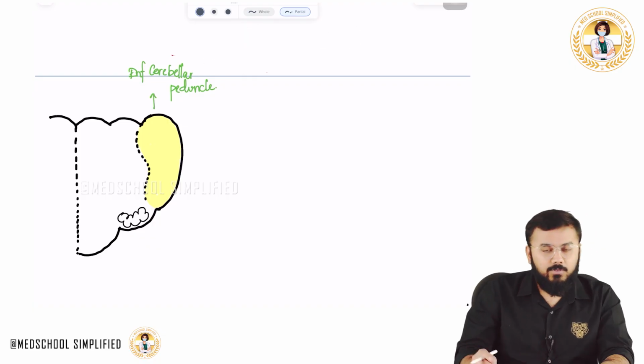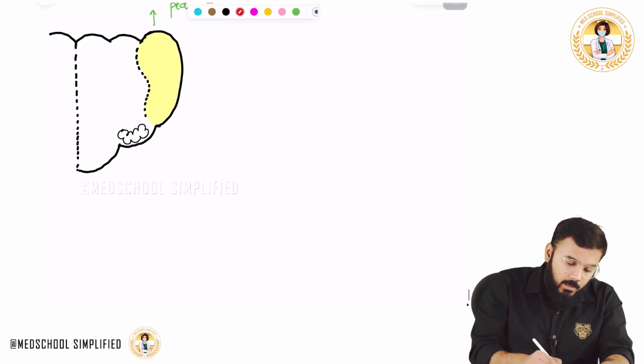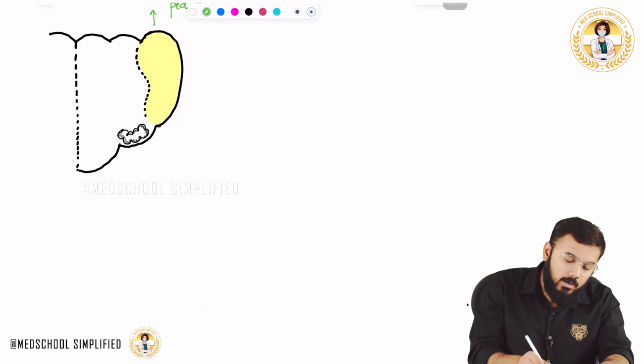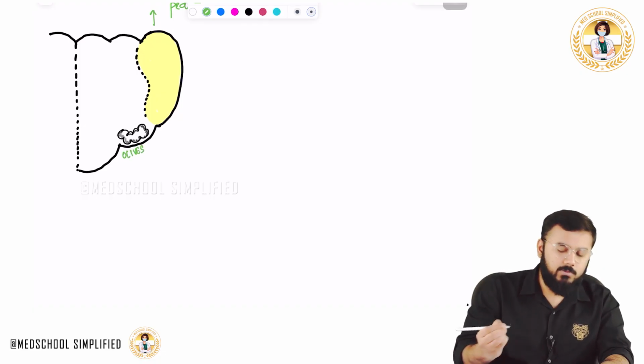If this is your inferior cerebellar peduncle, then going down, this structure which I am shading right now is nothing but your olives. What did I tell you in the starting? I told you that the vagus nerve comes out in between the olives and the inferior cerebellar peduncle. So these are your olives.